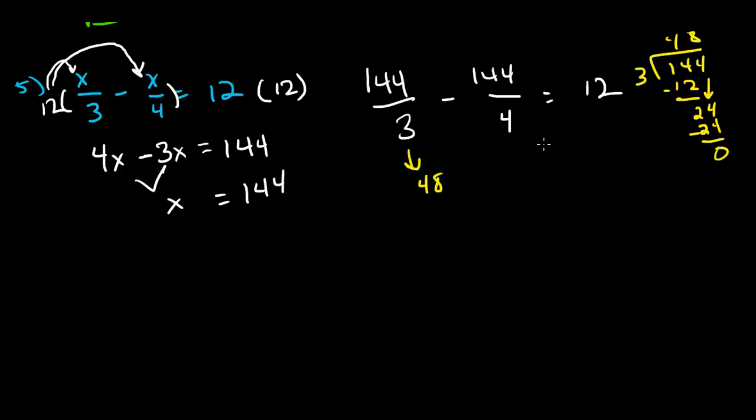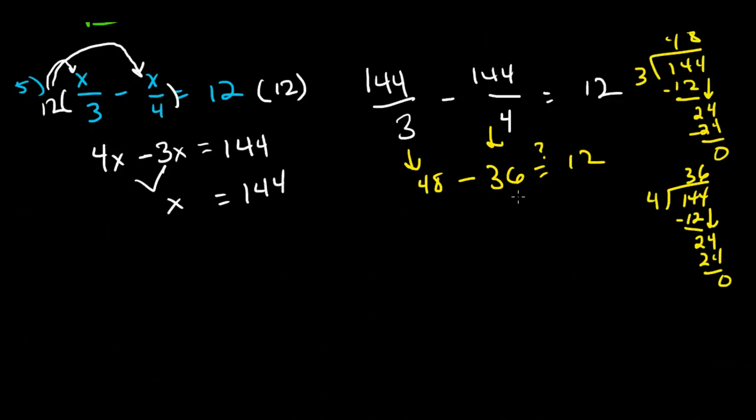So 48. Now we'll do the same thing for the 4. So 4 goes into 144. How many times? 4 into 14 is 3. Multiply that, subtract, bring down, and start over. 4 times 9 is 36, so multiply, subtract, and I have a 0 remainder again. So 144 divided by 4 is 36. And the question is, does 48 minus 36 equal 12? Yes, 12 does in fact equal 12. So we're good there. That's how we know that we have a valid answer.